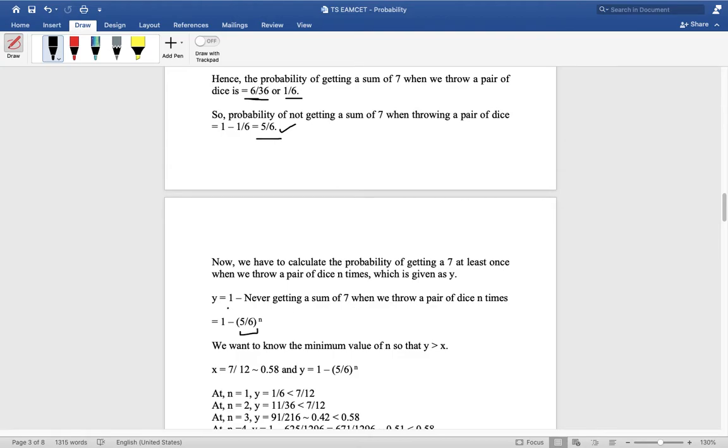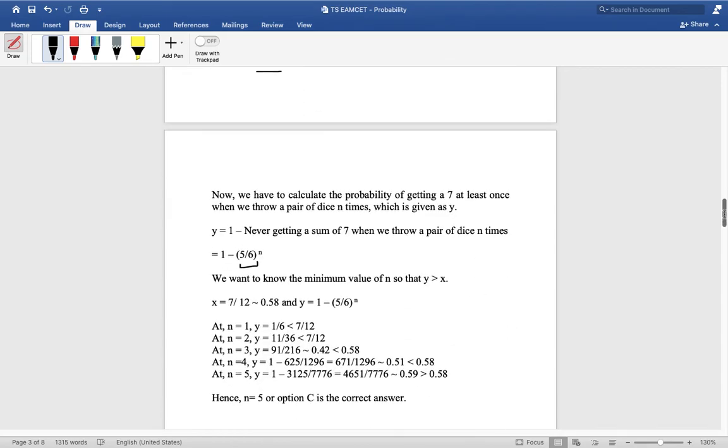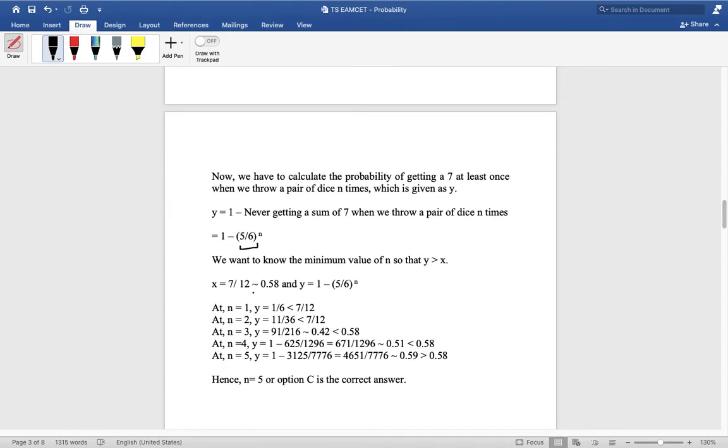So the probability of getting 7 at least once is 1 minus 5 by 6 raised to the power n. So this is my y. Now the problem says, what is the minimum value of n so that y is greater than x? So that I have done over here. 7 by 12 is approximately 0.58 and y is 1 minus 5 by 6 raised to the power n. So let us go for n equals 1. N equals 1 is 1 minus 5 by 6, which is 1 by 6, which is less than 7 by 12. Very obvious. N equals 2.